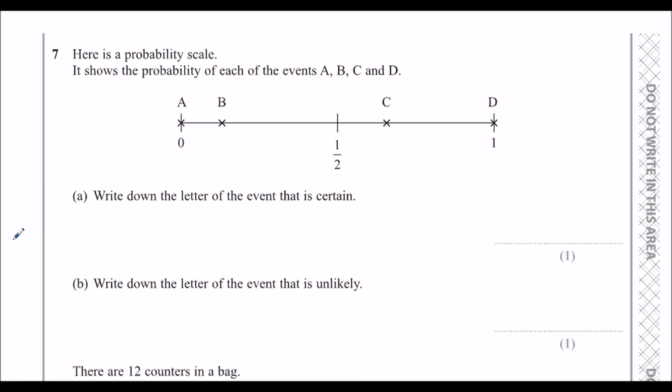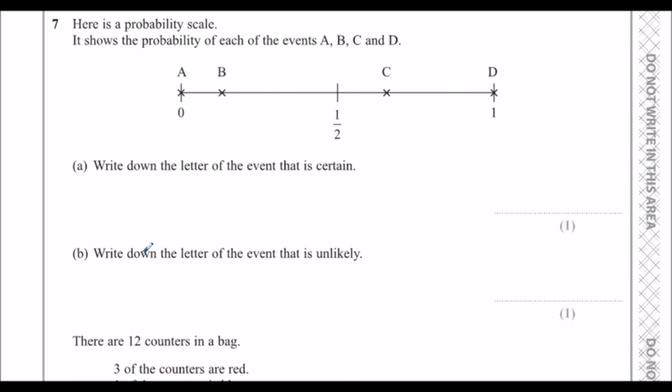Question 7. Here is a probability scale. It shows the probability of each of the events A, B, C, and D. So we've got A at 0, no chance of it happening. Goes all the way up, so half chance, 50% chance of happening in the middle. And then 1 means 100% chance, so certain. And question A says, write down the letter of the event which is certain. So D, it's got 100% chance of happening, so it is certain, it's on the 1.